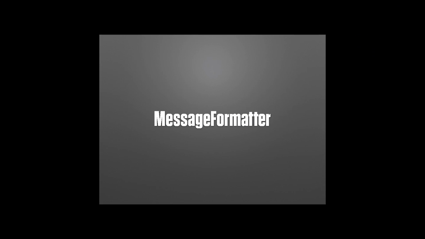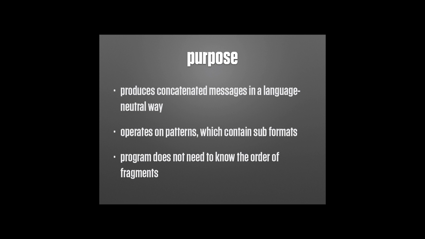All right, so from number formatter to message formatter. This is actually really important and very useful. What it does is it produces concatenated messages in a language-neutral manner. I'll give you an example on the next slide, but it basically operates on patterns, like formatting patterns that could contain subformats. The thing about this is that the program does not need to know the order of the fragments. So the program just says, I want to format this message, and these are the arguments, and then it's up to the localized representation of that message to select the right number from the arguments, right?